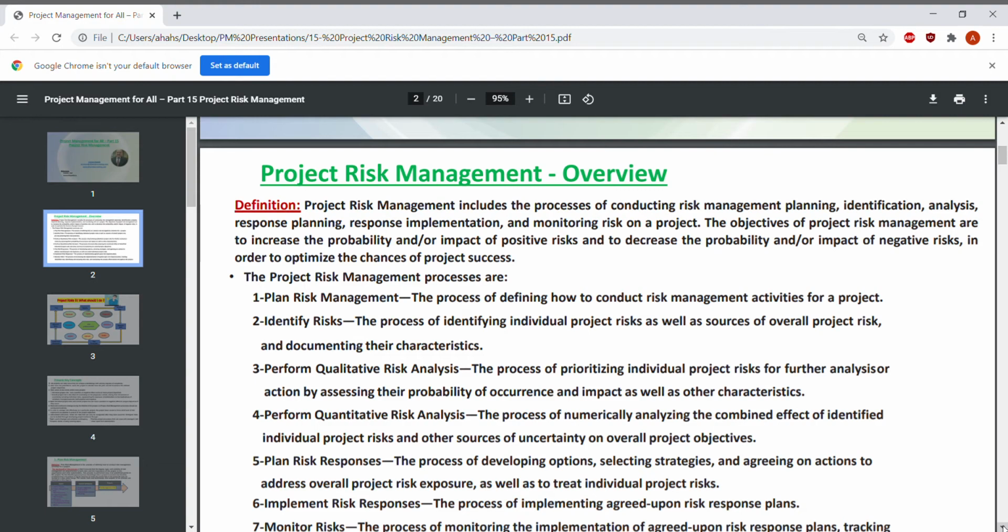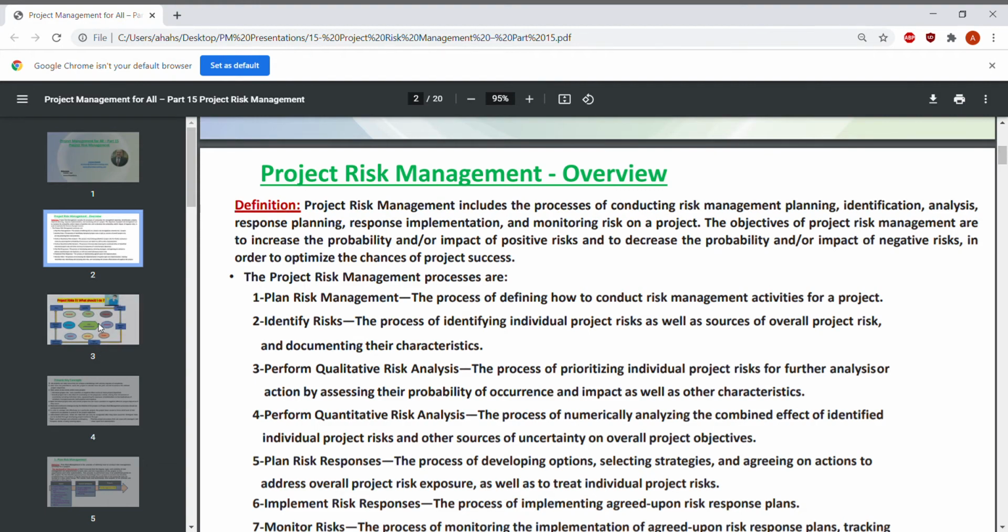So as we said and mentioned before many times, there are positive risks and there are negative risks. This process includes the following steps actually. The first one is plan risk management. The second, identify risks. The third, perform qualitative risk analysis. The fourth is perform quantitative risk analysis. The fifth is plan risk responses. And the sixth, implement risk responses. And the last one, the seventh, is monitor risks.